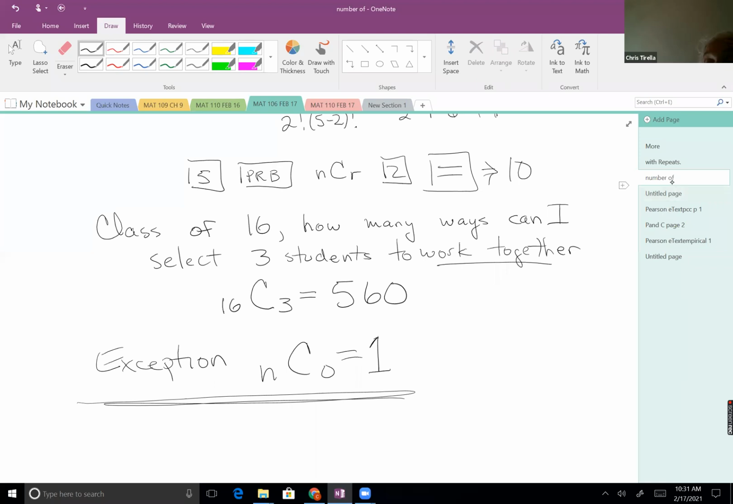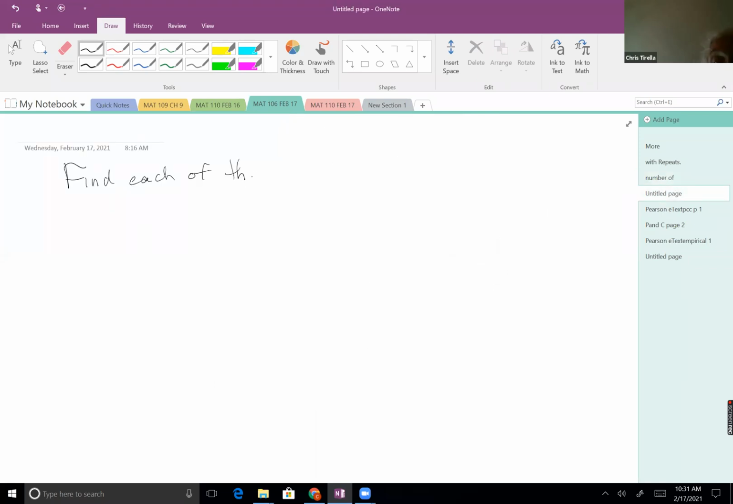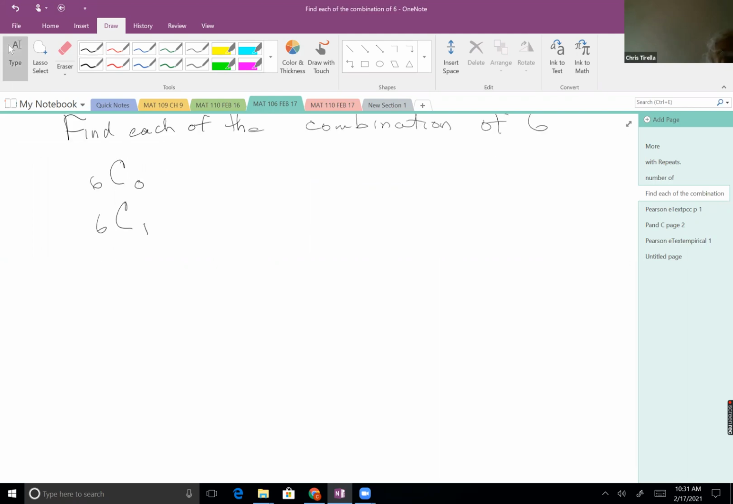So find each of the combinations of, let's say, 6. So I want 6 combination 0, 6 combination 1, 6 combination 2, 6 combination 3, 6 combination 4, 6 combination 5, 6 combination 6. I'm going to give you folks a minute to figure those out, either by hand or by calculator, and tell me what you get.